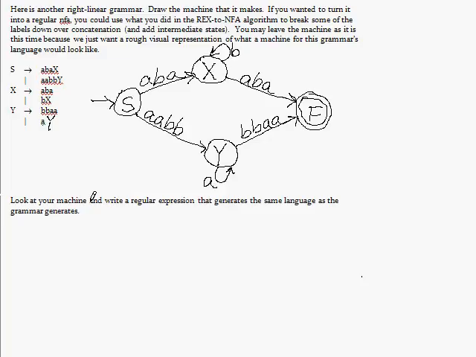I'm very visual. Now this next part says, look at your machine and write a regular expression that generates that same language. A regular expression, huh? Okay. Well, you've got two ways to go from your start state to your accept state. And you're not allowed any more letters once you get here, by the way. There's no loop on A or B here. State F is a final state in the truest sense when you use this algorithm. So you've got this way to get to the accept state, or you've got this way to get to the accept state. So what do you think that regular expression is going to look like?